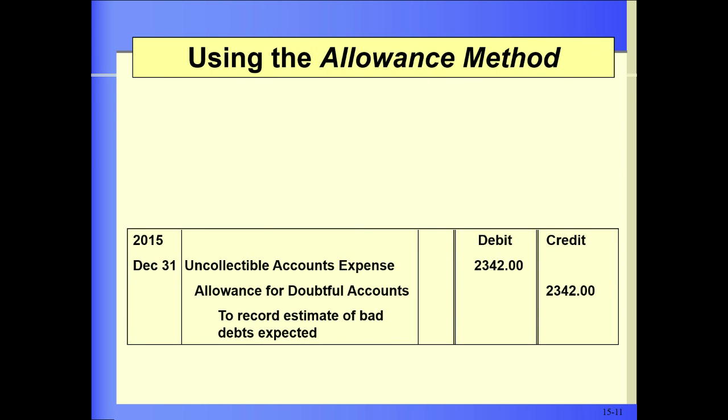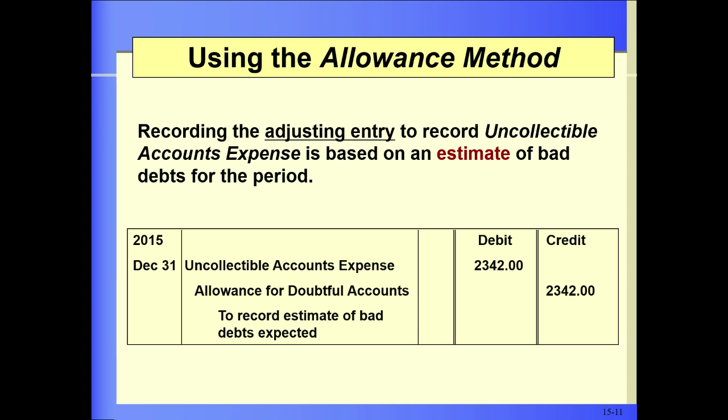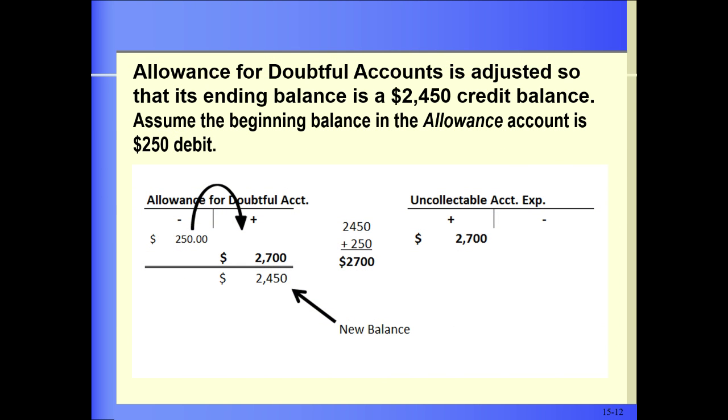So in the journal, the adjusting entry is going to use the debit entry first for uncollectible accounts expense, and then followed up with the allowance for doubtful accounts credit entry. So this is how we get the amounts that we need for our estimate using the allowance method and the percentage of accounts receivable to determine this estimate. Now we have one more scenario to look at here.